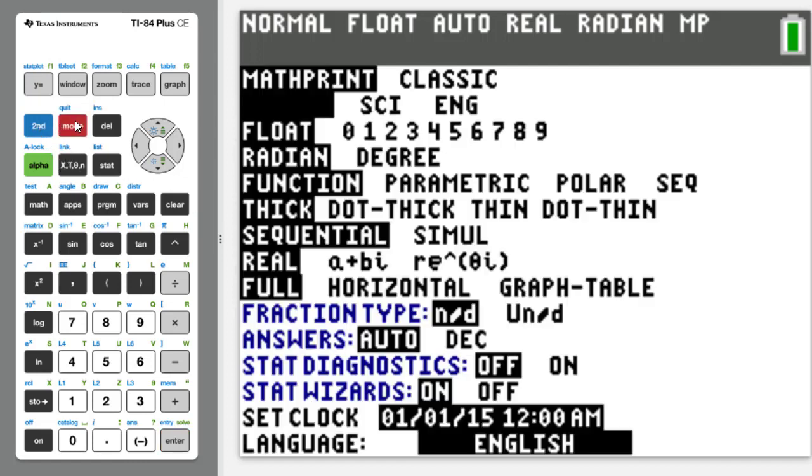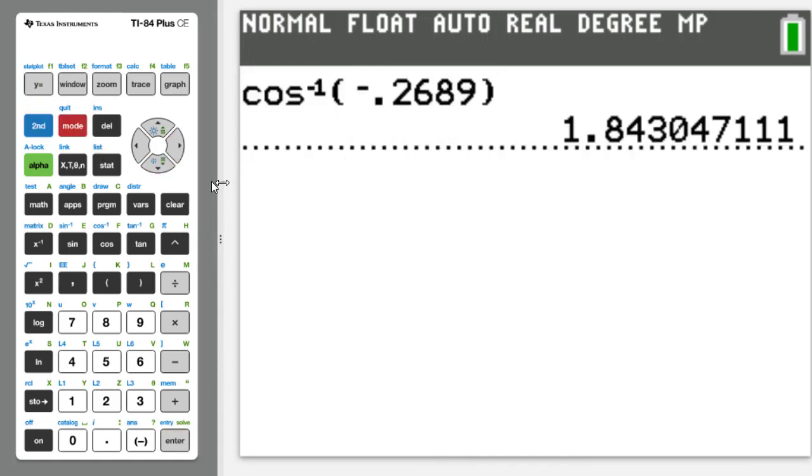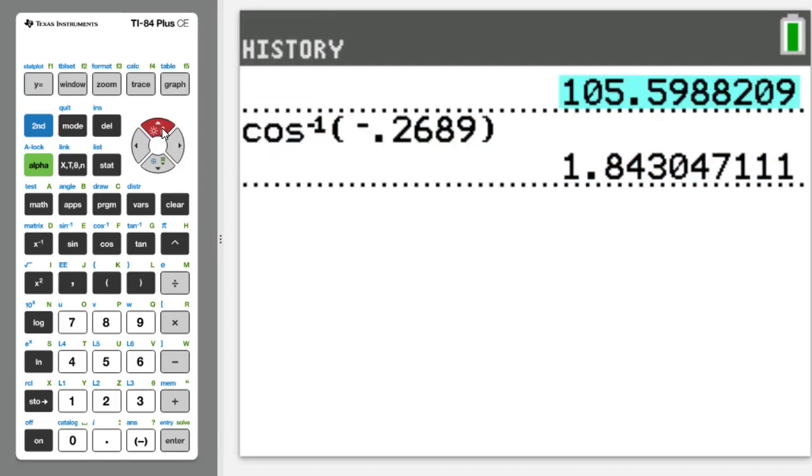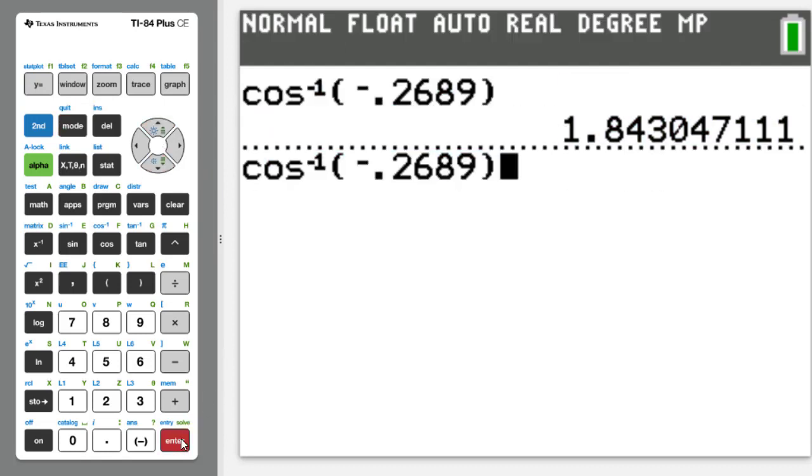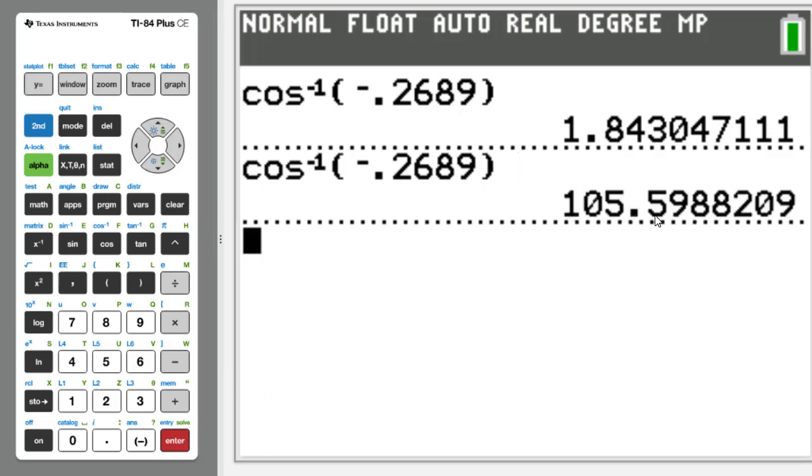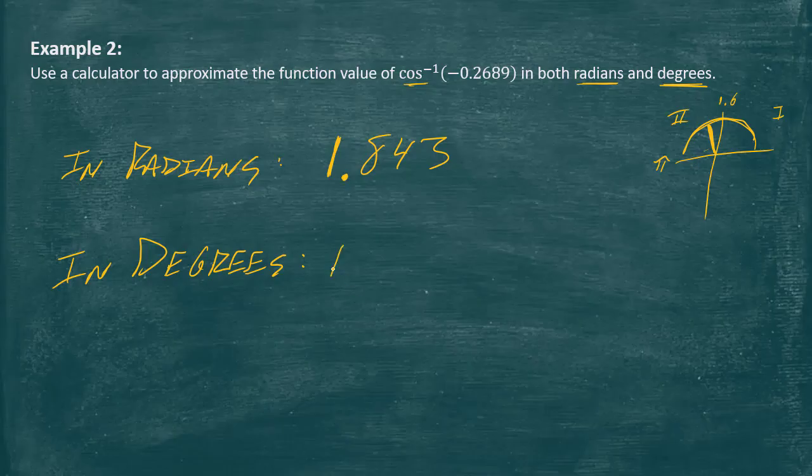So all I have to do is go into the mode, go down and highlight degree, quit back out, and since I've already typed it in, I may as well take advantage of just going up and highlighting it, pressing enter again. Since I switched the mode, it's going to give me the other value that it could have been, in this case 105.6 degrees approximately. So 105.6 degrees, which again, if we look at the estimation that we had there in radians, that was 1.6.